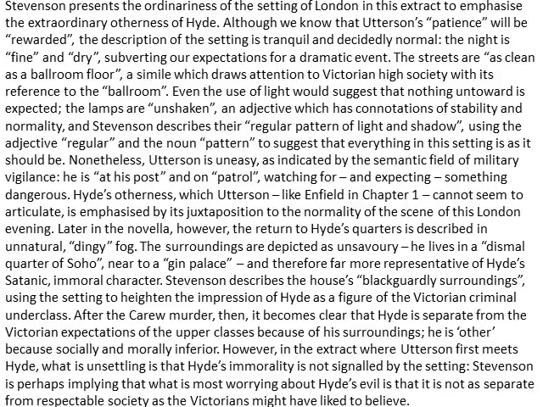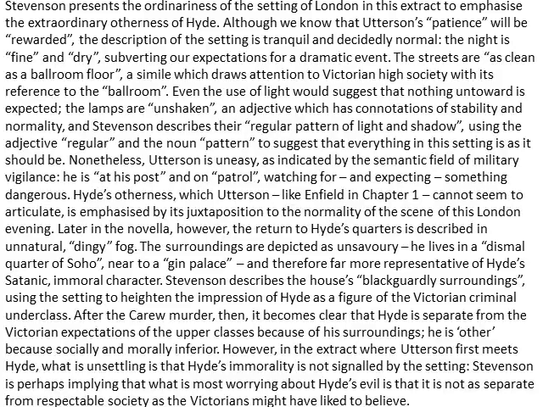The lamps are unshaken, an adjective which has connotations of stability and normality. And Stevenson describes their regular pattern of light and shadow, using the adjective regular and the noun pattern to suggest that everything in this setting is as it should be. Nonetheless, Utterson is uneasy, as indicated by the semantic field of military vigilance. He is at his post and on patrol, watching for and expecting something dangerous. Hyde's otherness, which Utterson, like Enfield in Chapter 1, cannot seem to articulate, is emphasised by its juxtaposition to the normality of the scene of this London evening.